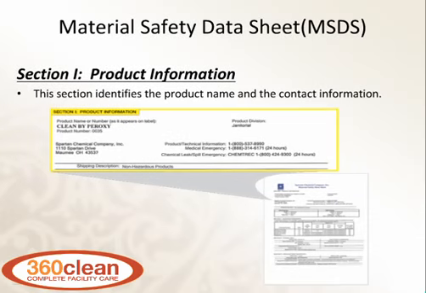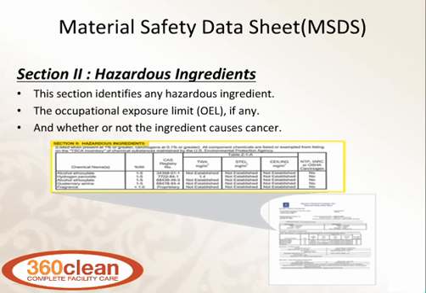Let's look at the MSDS closer. Section 1, Product Information. This section identifies the Spartan product name and the contact information, including both technical and emergency phone numbers. Section 2, Hazardous Ingredients. This section identifies any hazardous ingredient in the product, the occupational exposure limit, OEL, if there is any. The OEL tells you how much of the material you can generally be safely exposed to in an 8-hour shift. And finally, whether the ingredient is known to cause cancer.